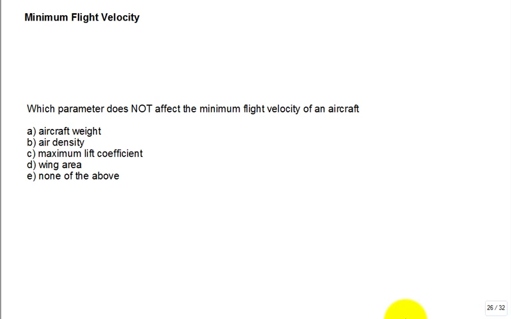Let's talk about minimum flight velocity. So we have a surface of my airfoil, characterized by that planform area looking down. And it's moving at a speed V through the air, or it's moving through stagnant air at speed V. Change your reference frame. When it happens, you will generate some lift FL.